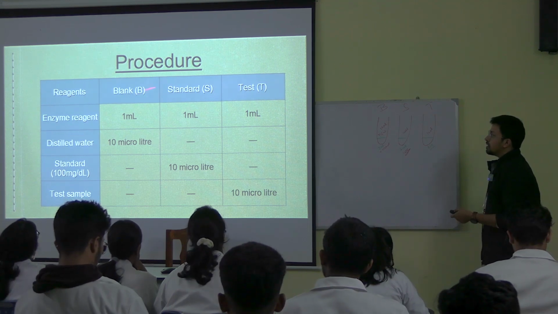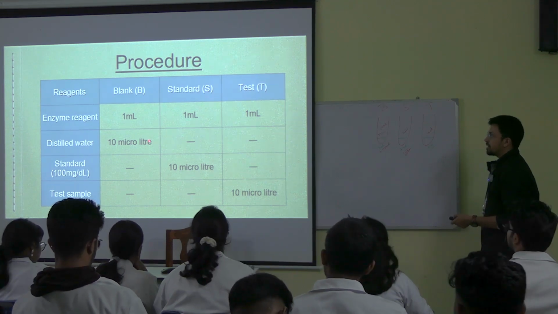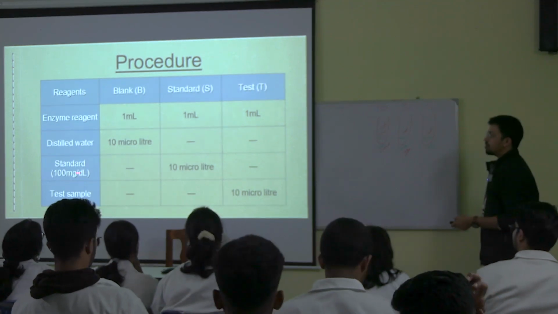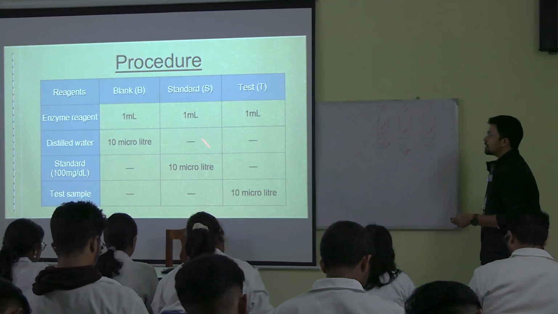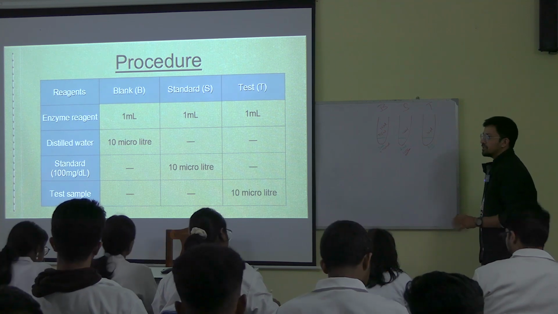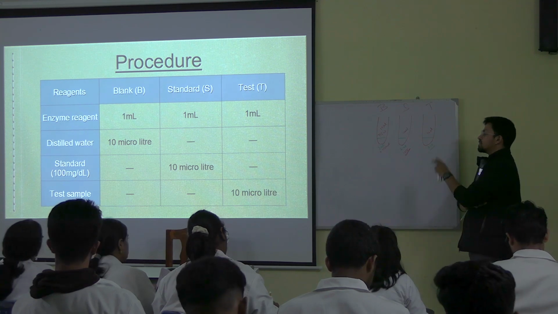Okay, then in the blank test tube, what will you add? Distilled water, that is 10 microliters, and the rest has no distilled water. In the standard, you will add the standard glucose 10 microliters and the rest of the 2 empty. And in the test tube, you will add 10 microliters of the test sample and the rest of the 2 is blank.